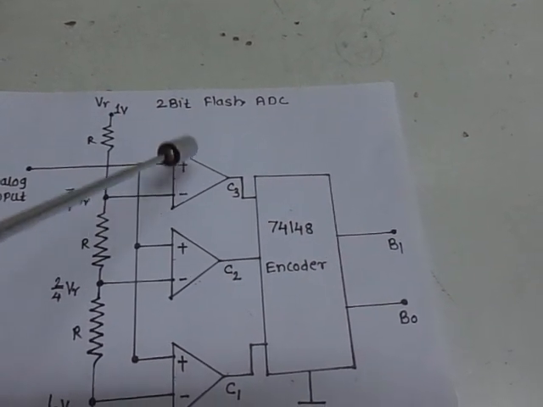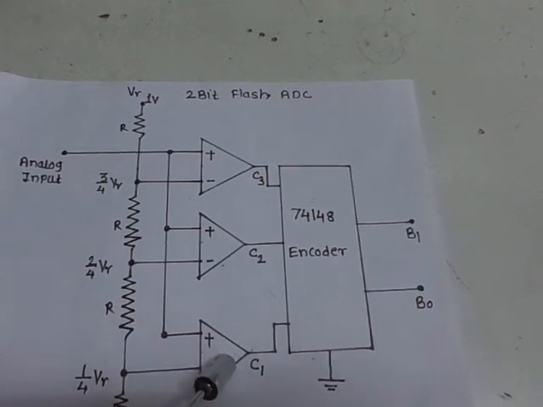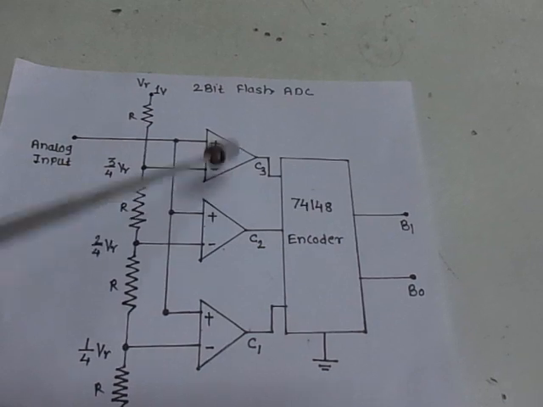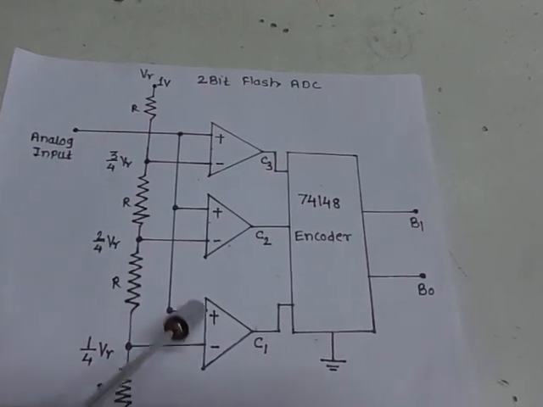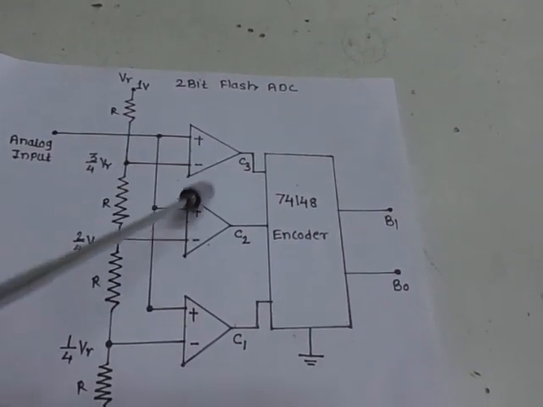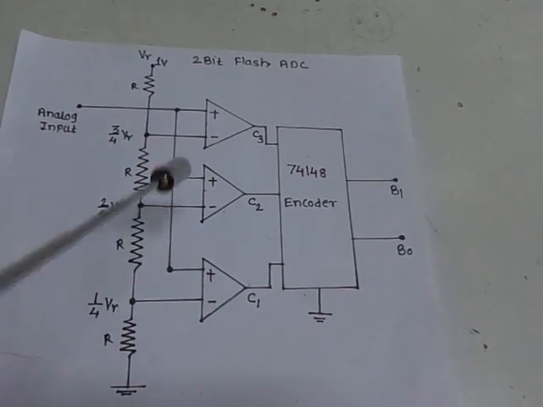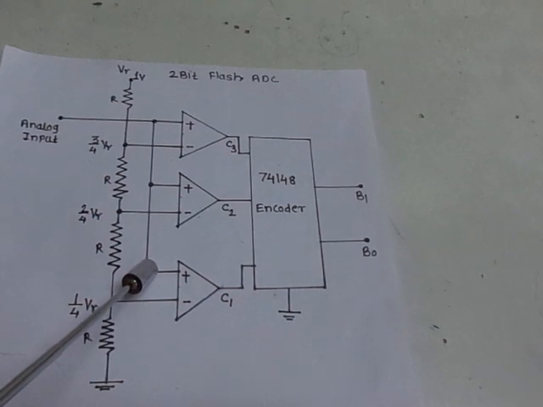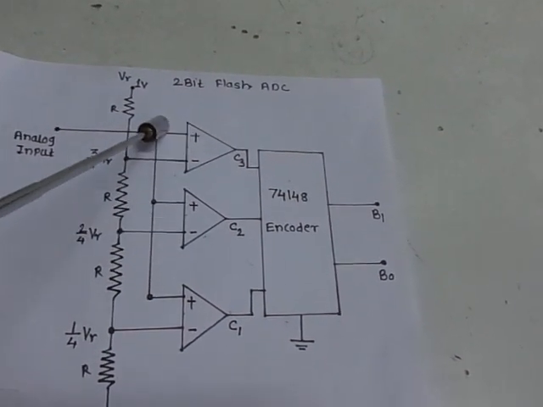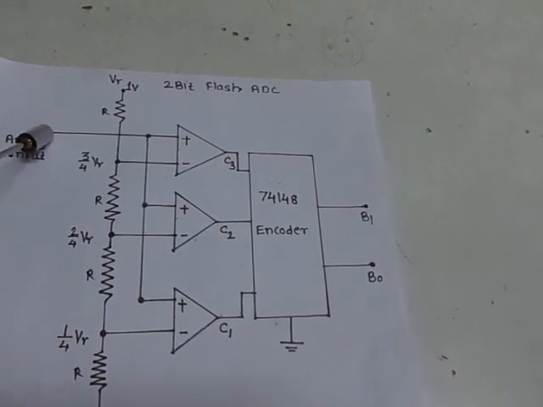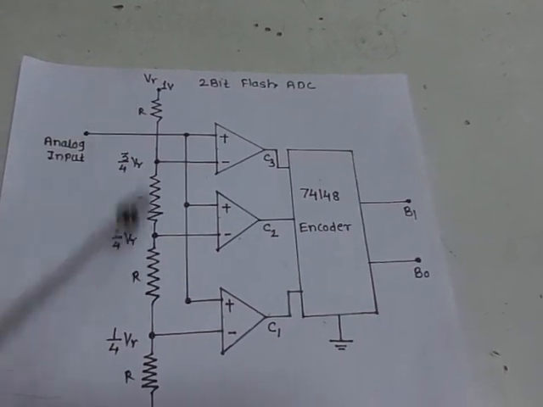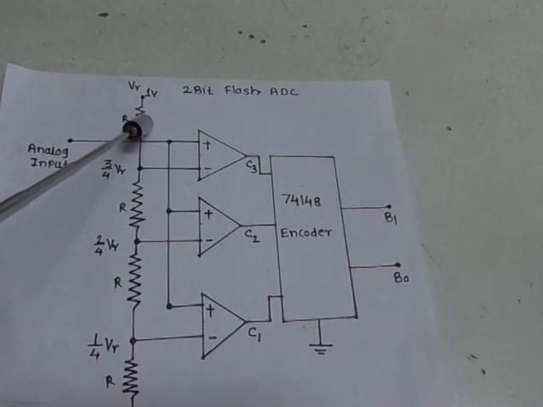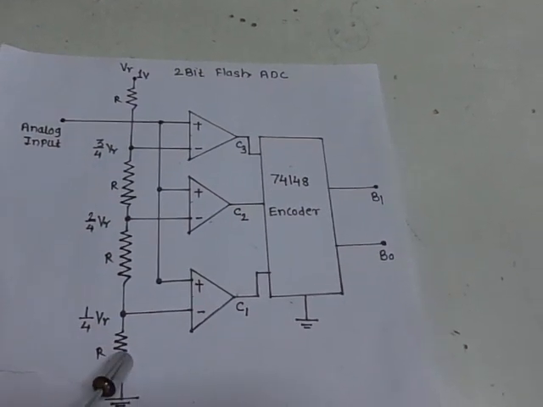Here these are operational amplifiers 1, 2, 3. We are going to use the IC LM324, which is a quad op-amp IC. We are going to use these 3 op-amps from this integrated circuit. They are working as comparators. In the circuit diagram, all the positive terminals of the op-amps are connected together, and to this we are going to apply the analog input signal. Then the reference voltage we are going to apply is 1 volt, and correspondingly the resistive elements are connected in the circuit.